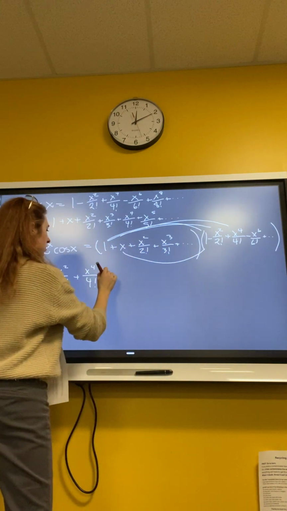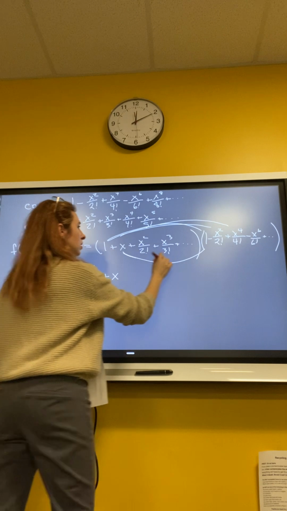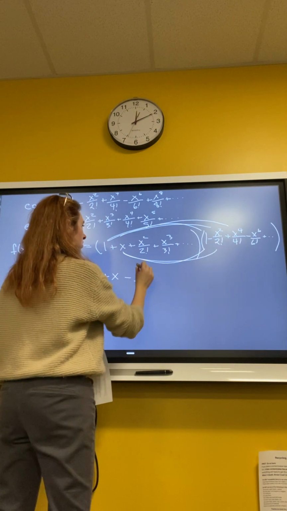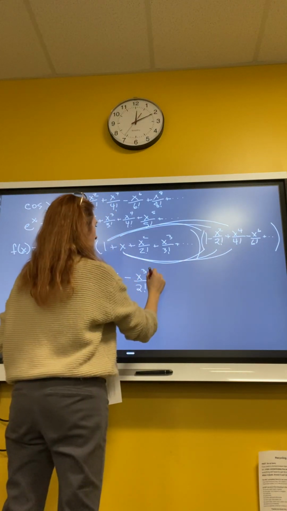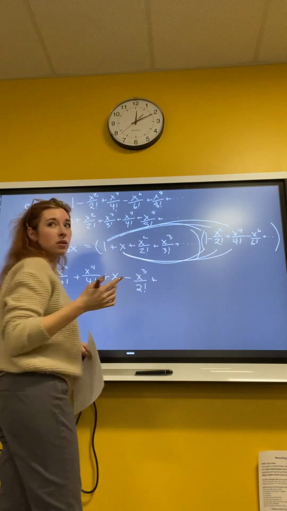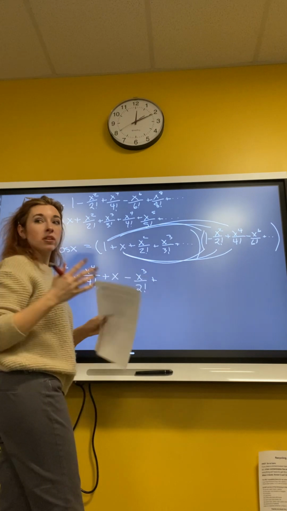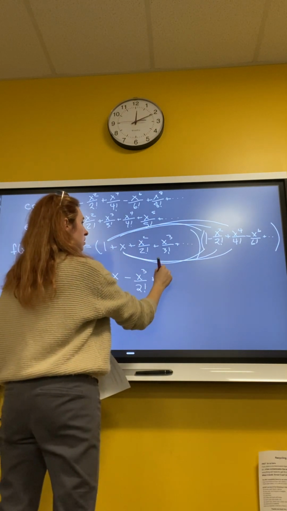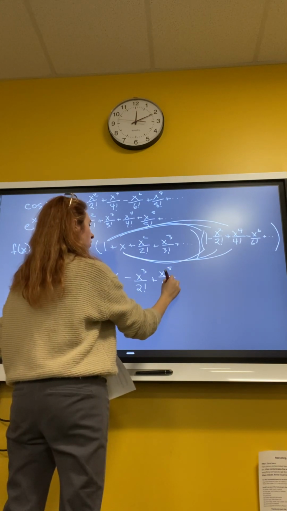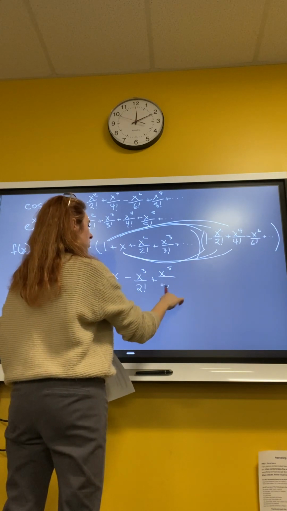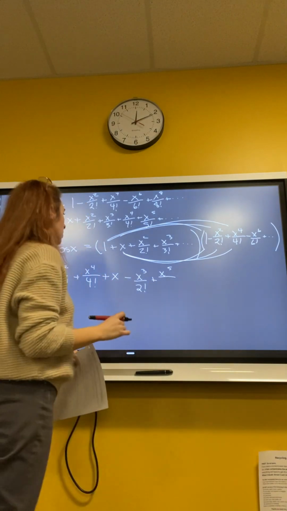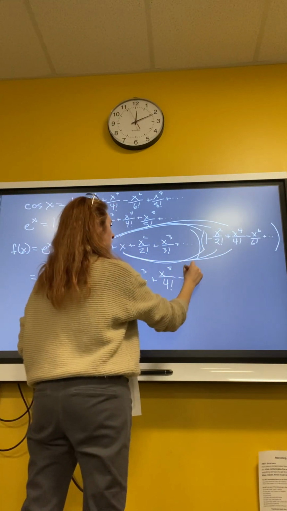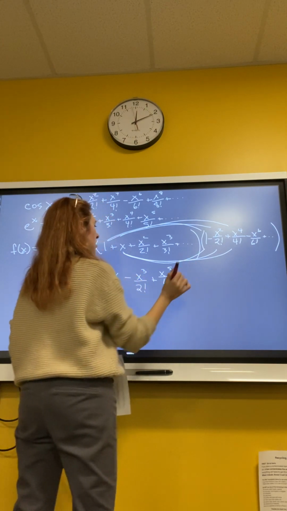x times 1 is x. And then I have negative x cubed over 2 factorial. So is that all you need? We have to keep going, because we have to combine our like terms. So x to the 5th over 4 factorial. Wait, what am I multiplying? Just x. Okay, x to the 5th over 4 factorial minus, I don't need an x to the 7th.